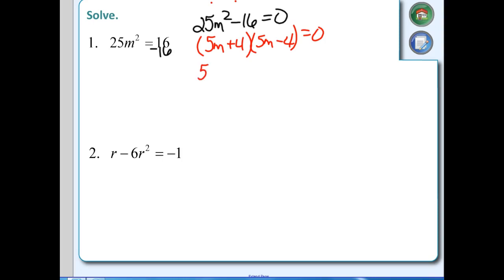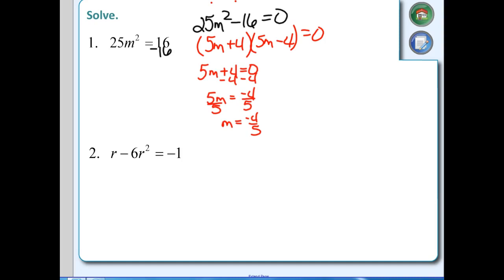So if I have 5m plus 4 equals 0, we're going to subtract 4 to both sides. So 5m equals negative 4. And then I'm going to get that m alone, divide by 5. So m equals negative 4/5.